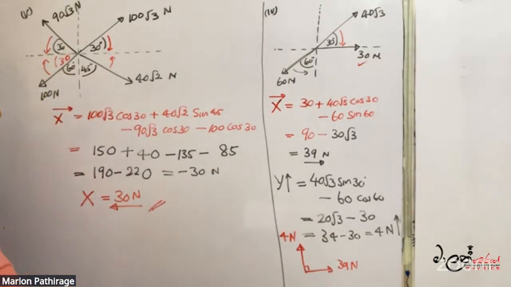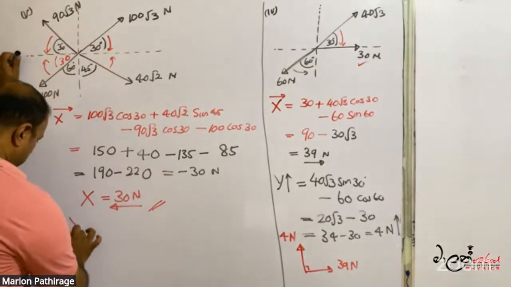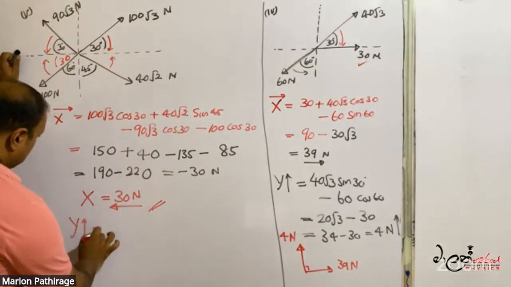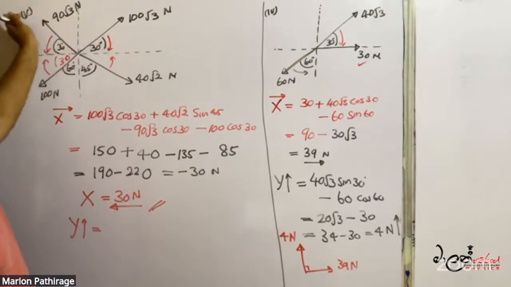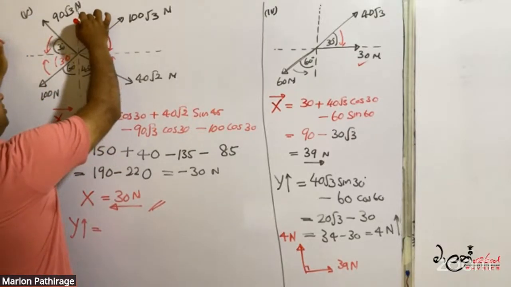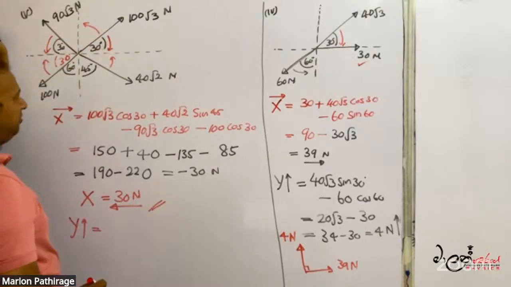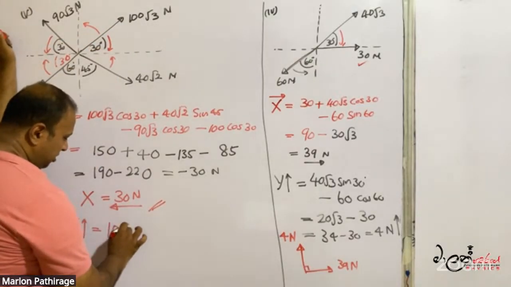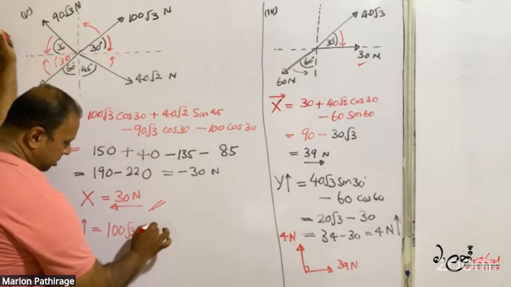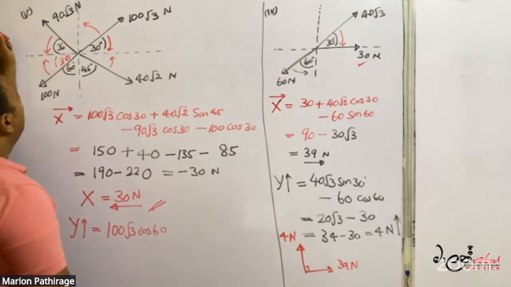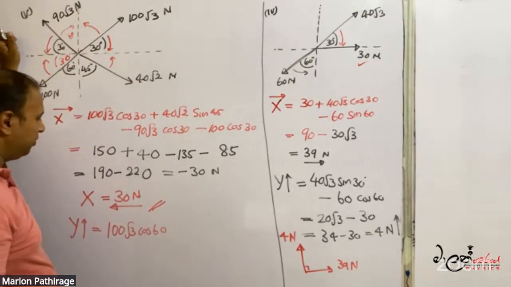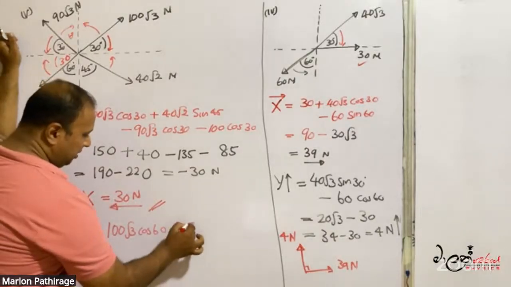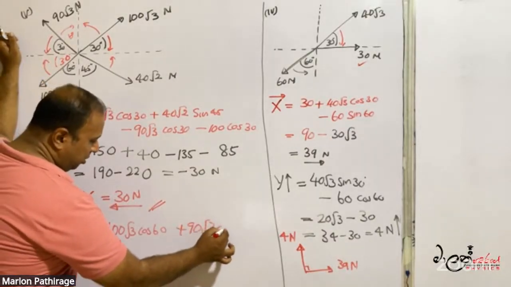Then the y component. What is the y component? 100 cos 60. This angle is 60, and 90 root 3 cos 60. Both are positive.